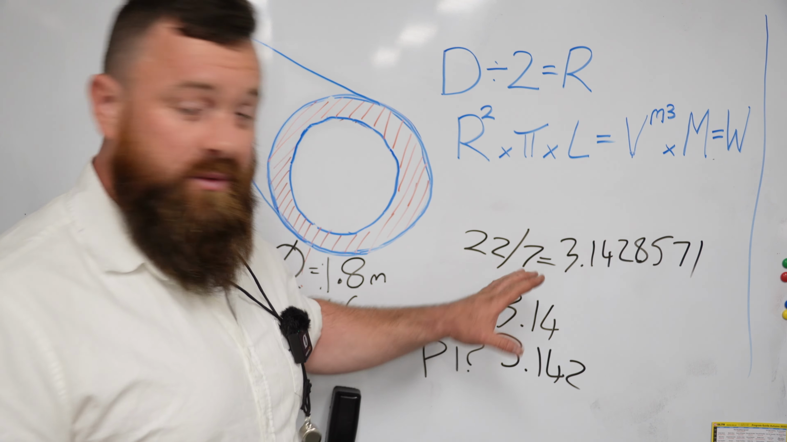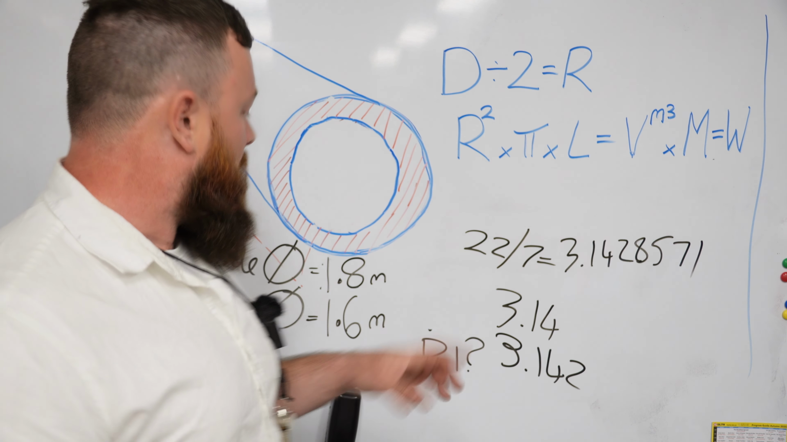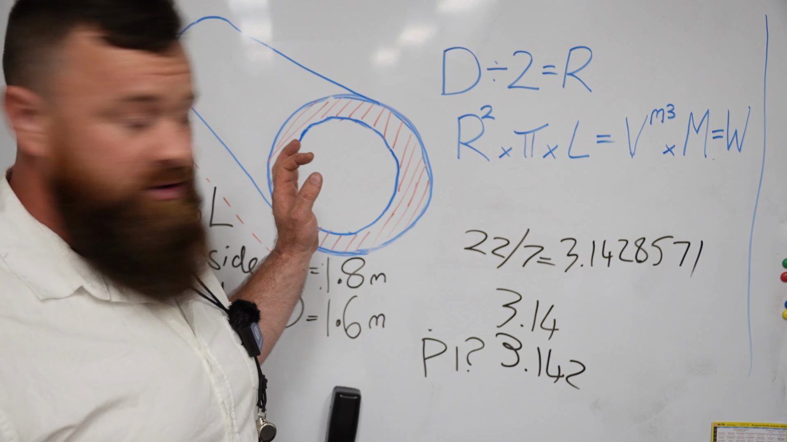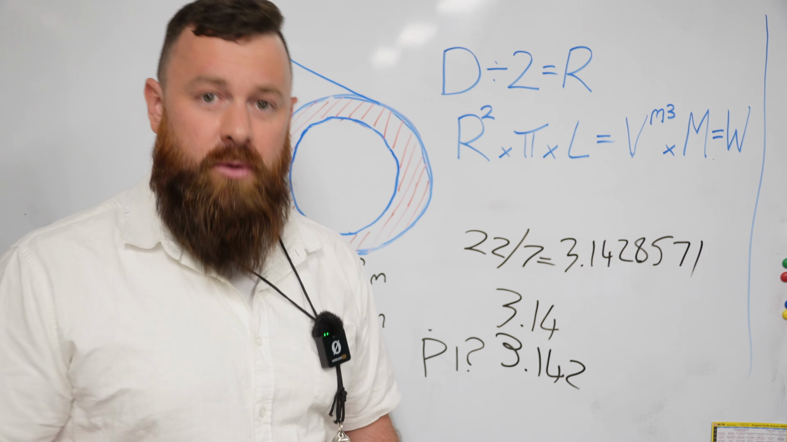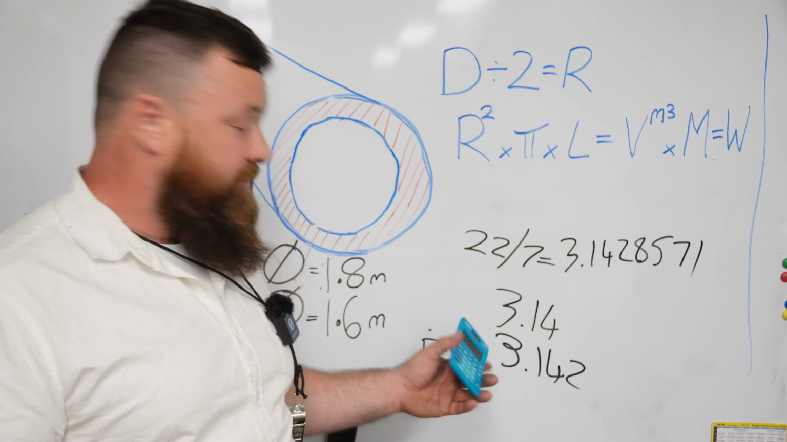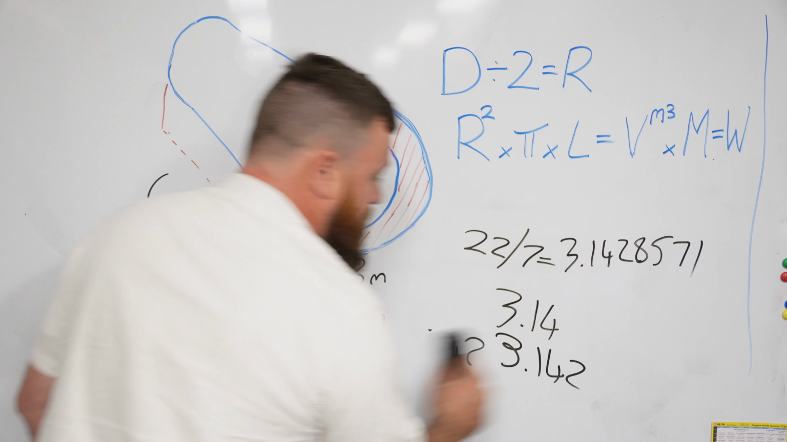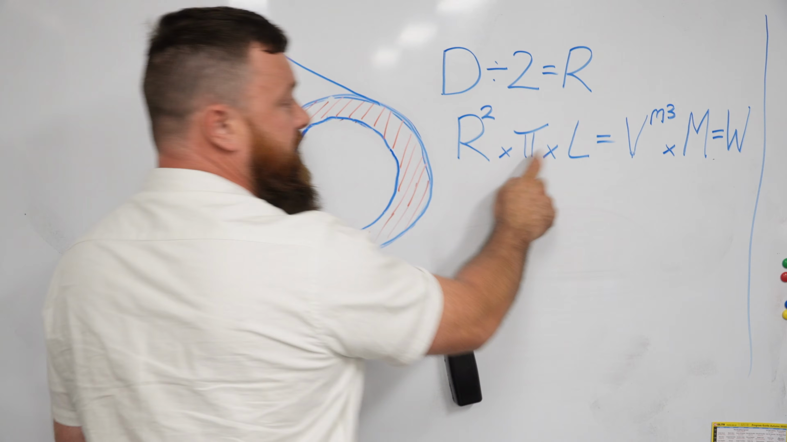This number, or this range of numbers, does not change, okay? So while our diameters and our lengths may change, pi will remain the same. So you stick with what you know. If it's 3.14, stick with it. If it's 3.142, etc. I'm going to go with 3.142. Now the symbol for pi is this one here.